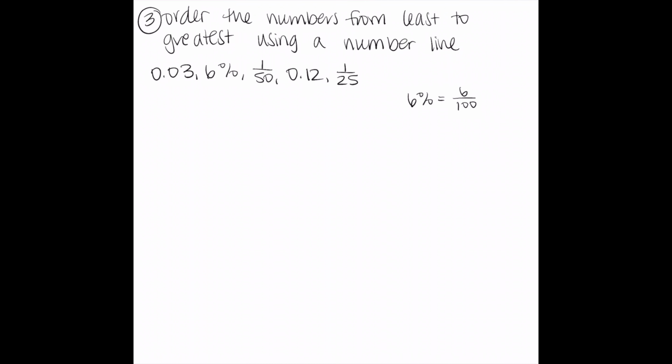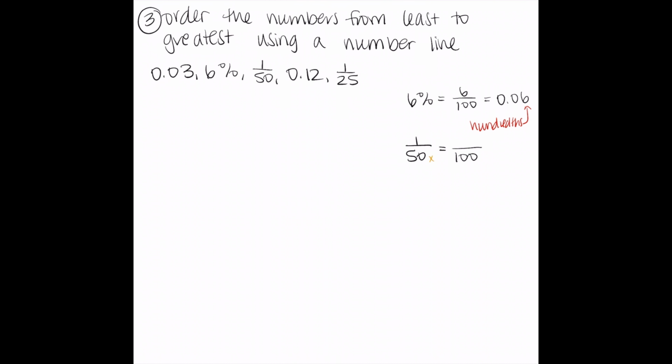6% would just be 6 over 100, right? A fraction of 100. And 6 hundredths would look like 0.06. So that's what the 6% would look like. Now we'll move on to 1 over 50. Now for 1 over 50, we can use our shortcut method.